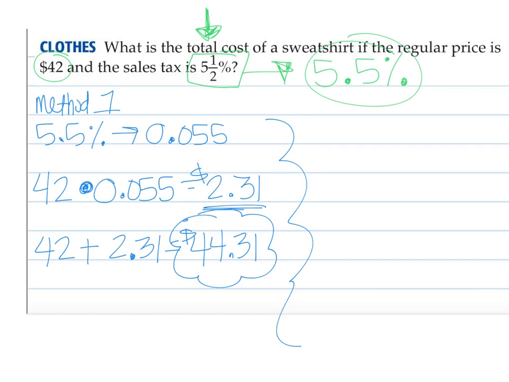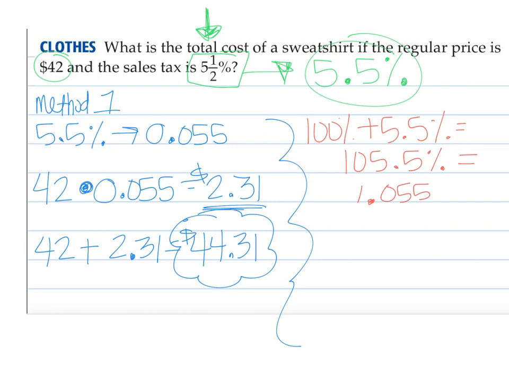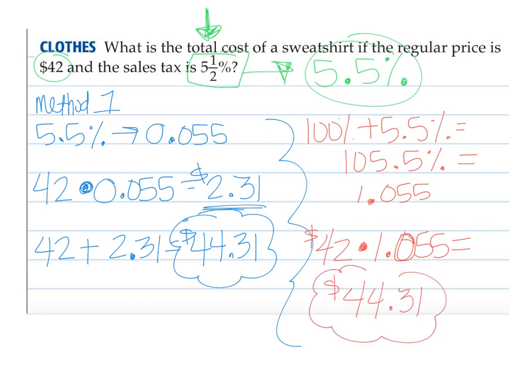Okay, if I do the second method, I'm going to do 100% plus 5.5%, and I get 105.5%. I need to change that to a decimal, so that becomes 1.055. And then I take my total, which was $42 for the sweatshirt, and multiply it times 1.055. If you put that into your calculator, you would get $44.31.